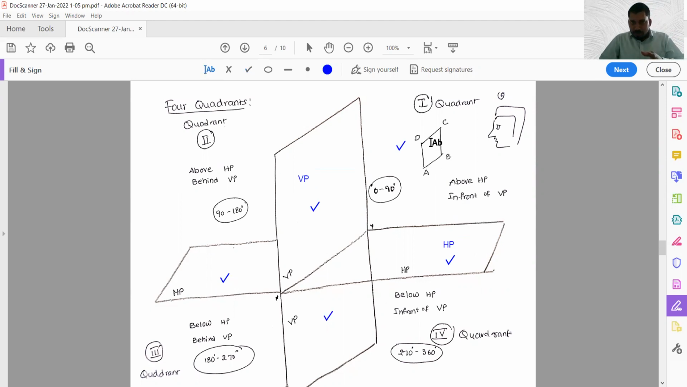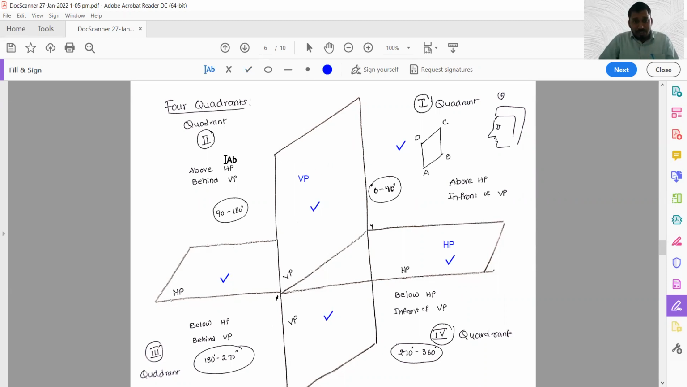Object is placed here in first quadrant. The position of object is above HP. Above HP means above horizontal plane and in front of vertical plane. See, object is placed in front of the vertical plane. So in front of vertical plane and above HP is the position of first quadrant.